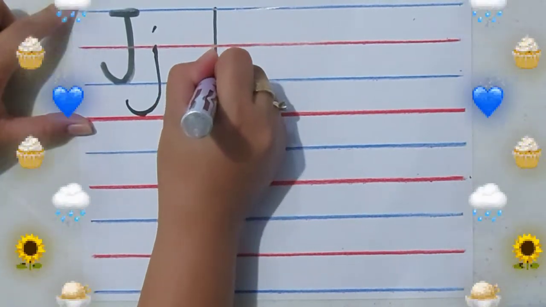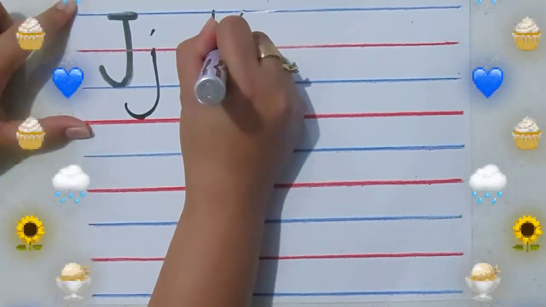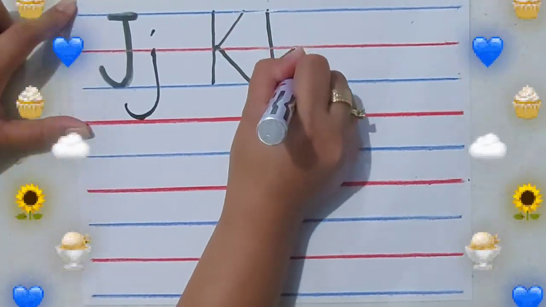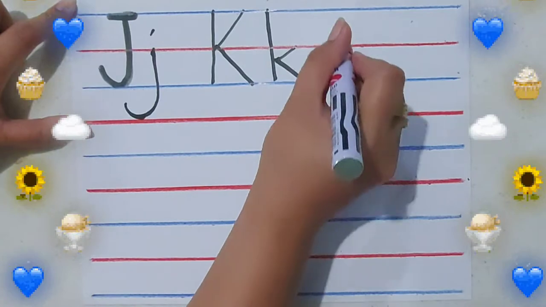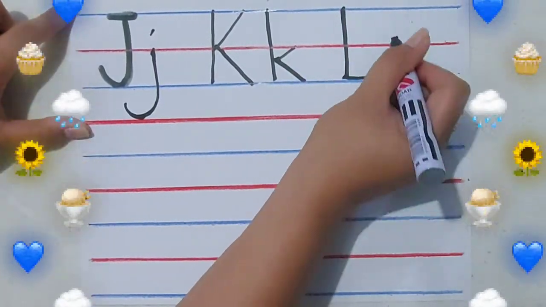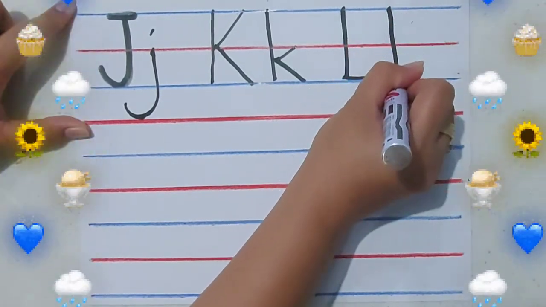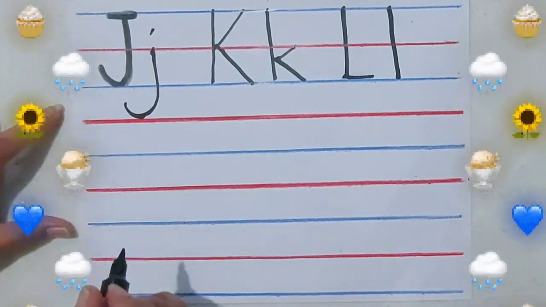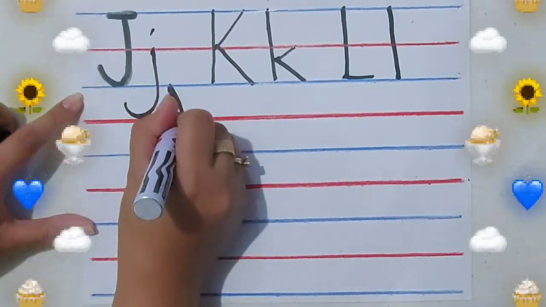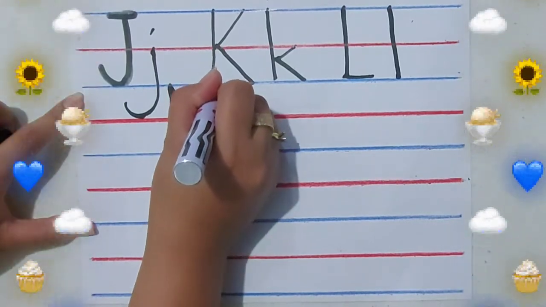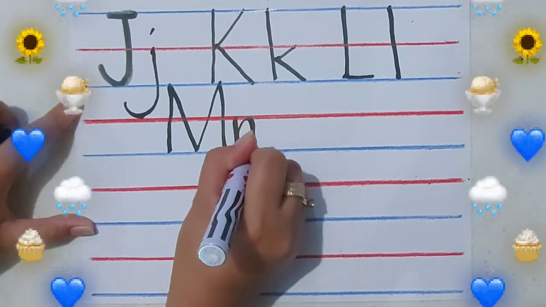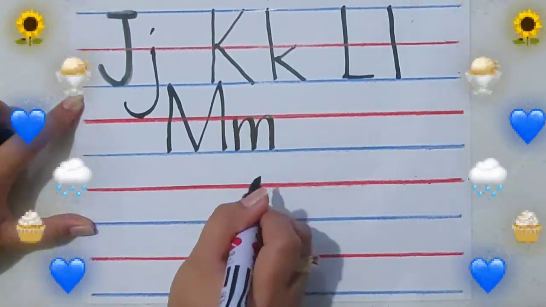Next is K, down, slant line, slant line. What do you think is next? Right, L, down, and left to right, baby L, down. Okay, next is M, down, slant line, down, up, and down. Baby M, down, jump, jump.